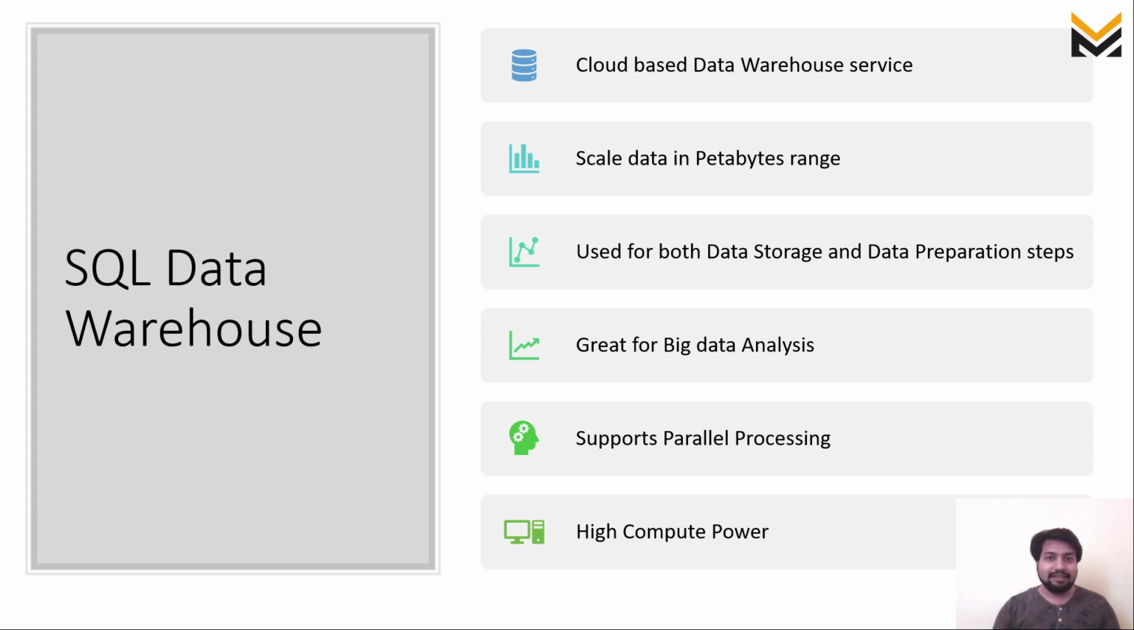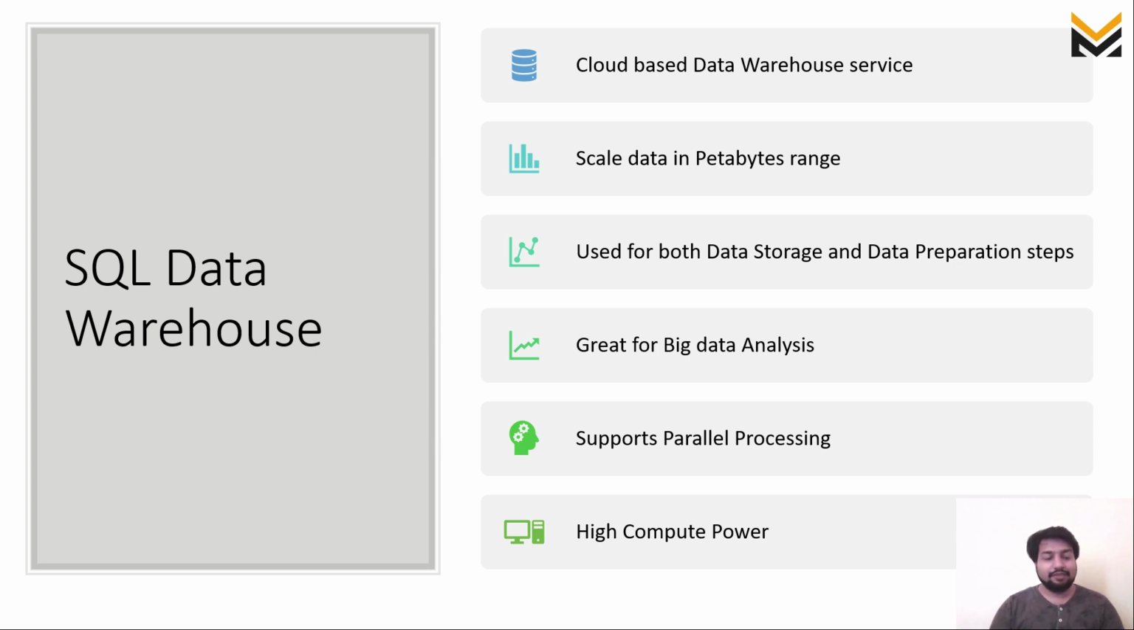And the another thing is you pay as you go. That is, you pay only for the amount, or for only the time being you have used that computation service. So in that way you save a lot of money by using this. And the next thing is that it can be used for two purposes, that is for data storage as well as for data preparation steps, which I will be discussing in our next video.